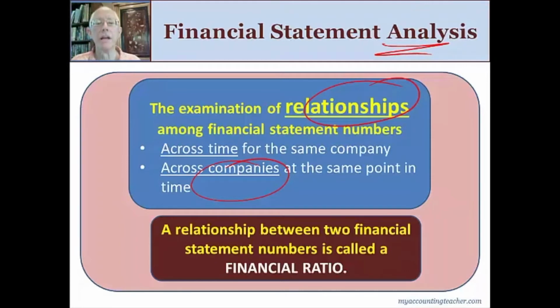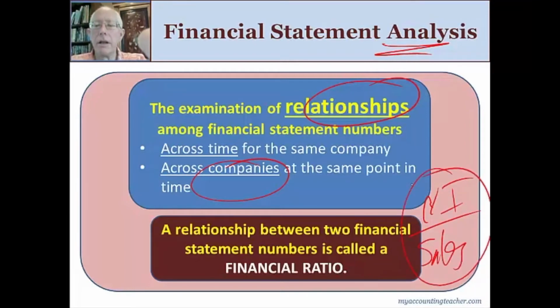Now, a relationship between financial statement numbers is called a financial ratio. I'll give you an example of a quick, easy one. Net income divided by sales. That's a financial ratio. It's the ratio of two numbers. Its interpretation, it's called return on sales. We'll learn more about it later.